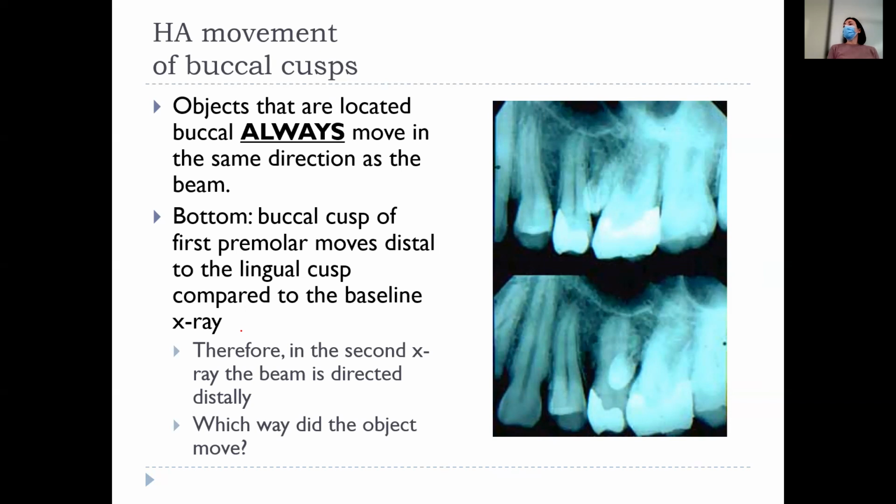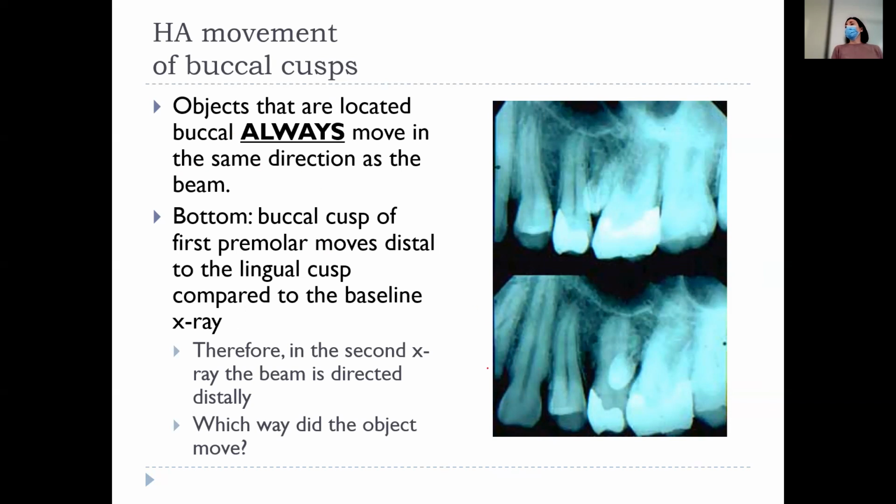Objects that are always located on the buccal side will move in the same direction as the beam. That is something we can always have with us: if they're buccally located, they're always going to move with the beam. So we can always use that as sort of our grounding point.